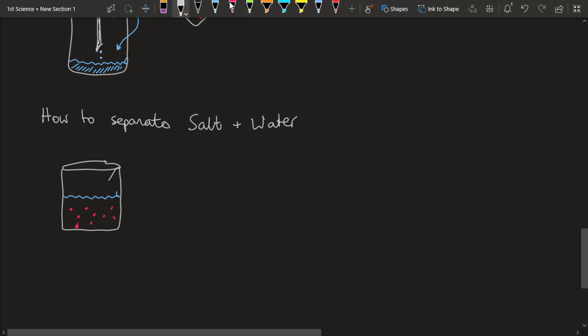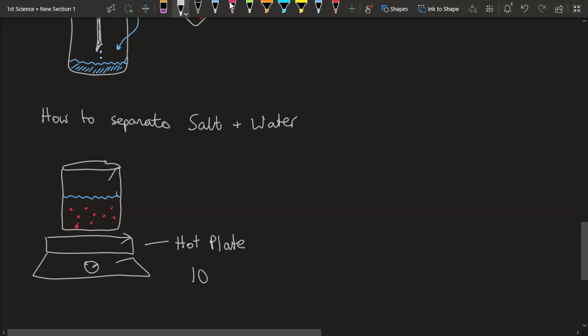All you've got to do is heat it. So you put it on some sort of hob or hot plate that we would use in the lab, or you can put it on a cooker at home, whatever the case might be. So there's your hot plate. You're going to turn the hot plate or the hob up to 100 degrees or greater than 100 degrees Celsius. And what's going to happen? Well, the water is going to turn from a liquid into a gas. In other words, it's going to turn into steam. The water will keep boiling and it will eventually disappear, and all that will leave you with at the bottom is your salt.